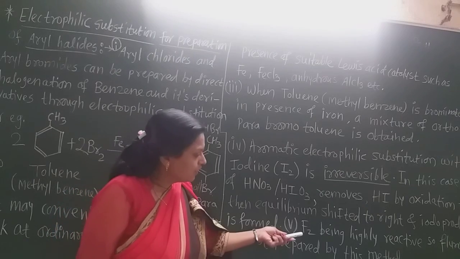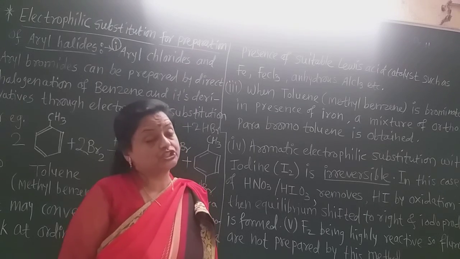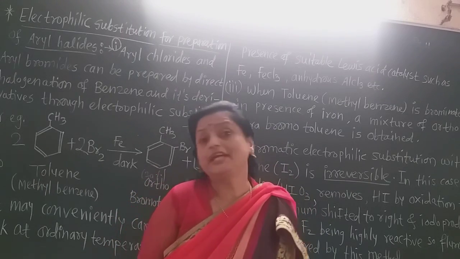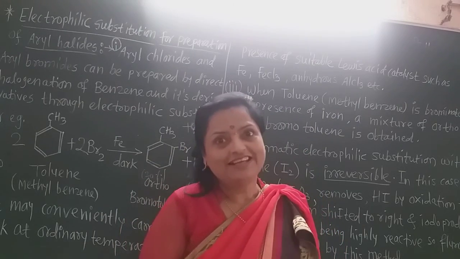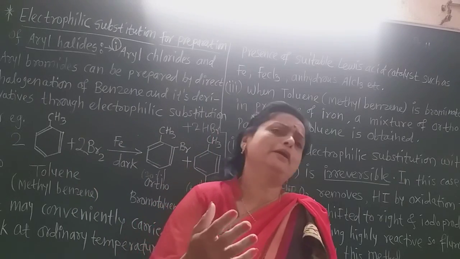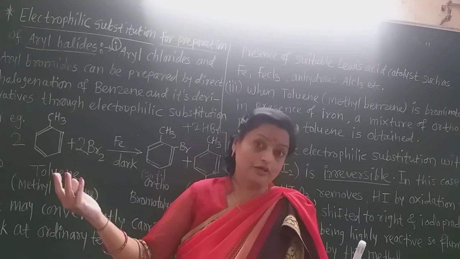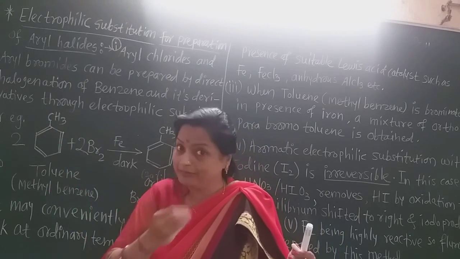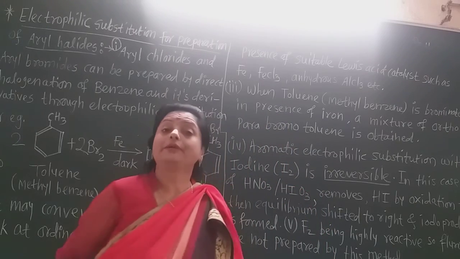Now, the next point is that fluorine being highly reactive, fluoro compounds are not prepared by this method. Now, this is about the electrophilic substitution. Sometimes in the MCQ, they may ask what is the action of fluorine on toluene in the electrophilic substitution reaction. There may be 4 different options. One, they may give ortho-fluorotoluene; second, para-fluorotoluene; third, both ortho and para-fluorotoluene; and fourth, no product or no reaction. Then what is the answer? No reaction, because fluoro compounds cannot be prepared by this method.